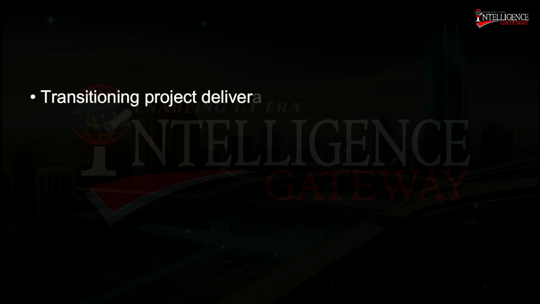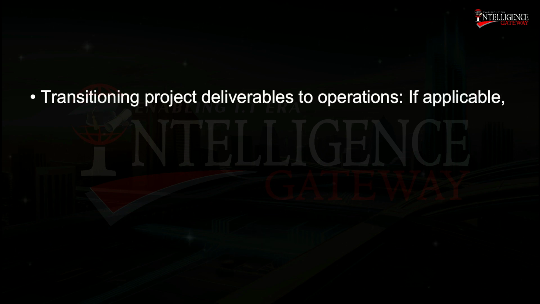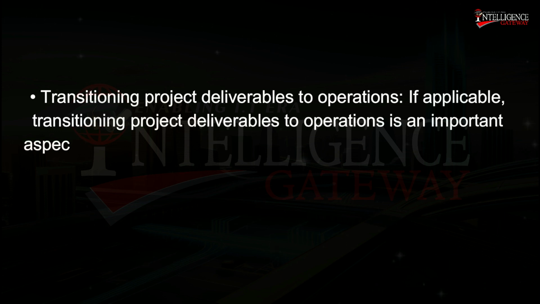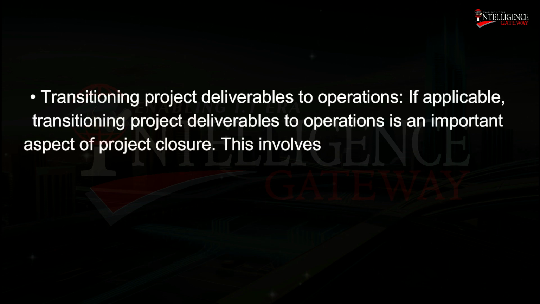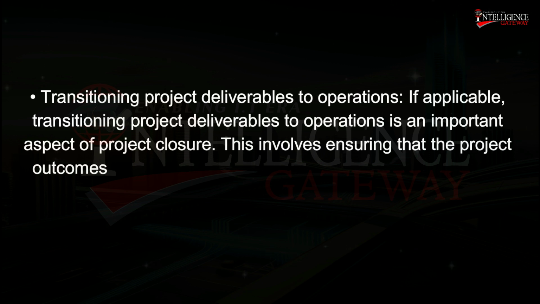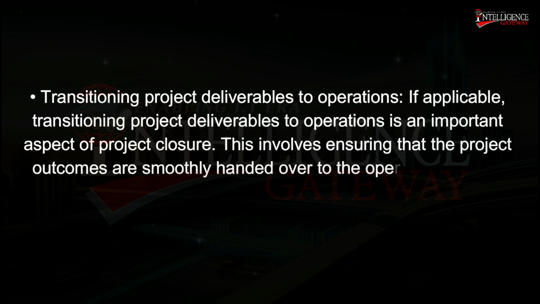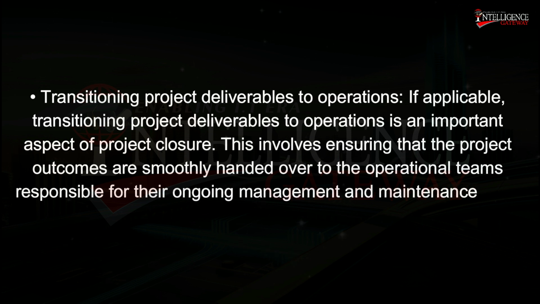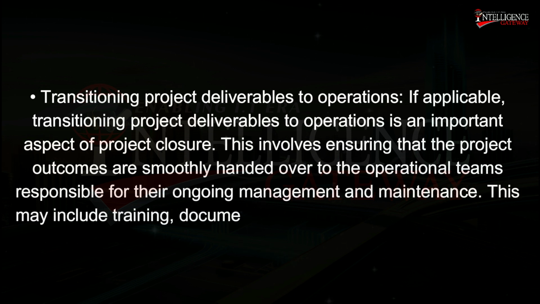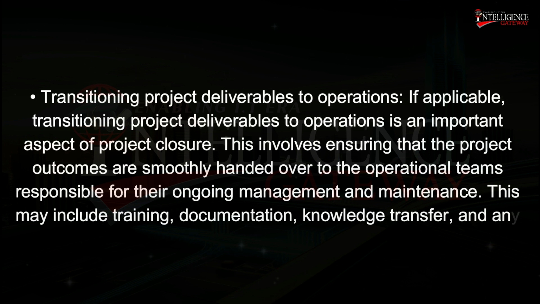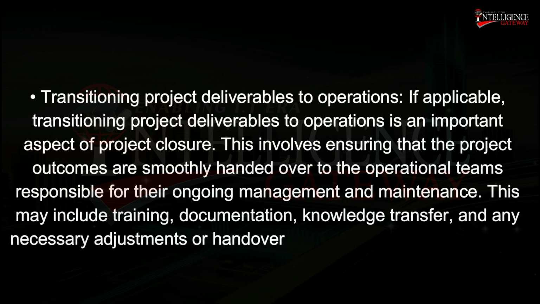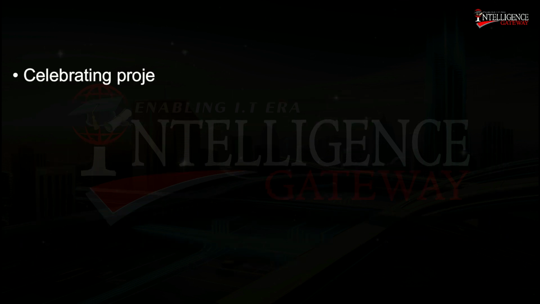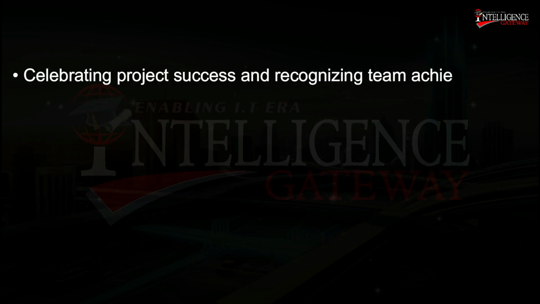Transitioning project deliverables to operations. If applicable, transitioning project deliverables to operations is an important aspect of project closure. This involves ensuring that the project outcomes are smoothly handed over to the operational teams responsible for their ongoing management and maintenance. This may include training, documentation, knowledge transfer, and any necessary adjustments or handover activities to ensure a seamless transition. Celebrating project success and recognizing team achievements.